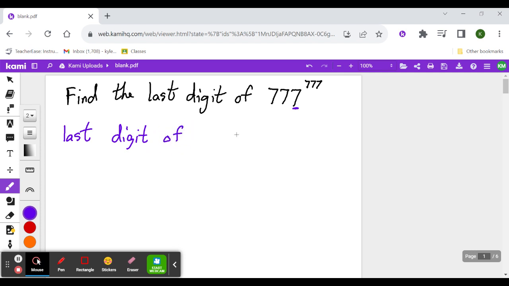Okay, so if we think about the last digit, every time we multiply sevens together, the last digit of 7 to the first is 7. What about 7 squared? Well, since 7 times 7 is 49, the last digit of 7 squared is 9. And 7 to the third, well, since 9 times 7 is 63, the last digit of 7 to the third will be a 3. Now, the answer to this is not 63. It's just the last digit of it is a 3.